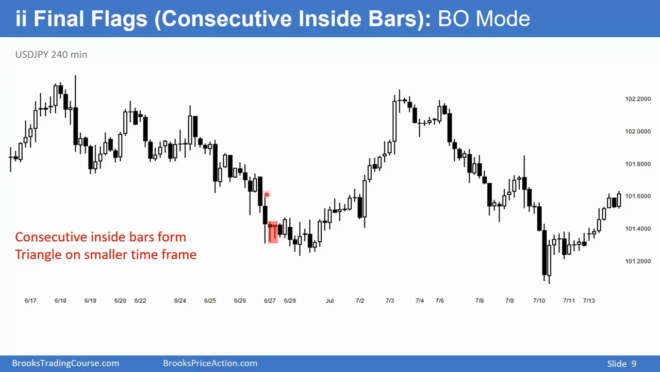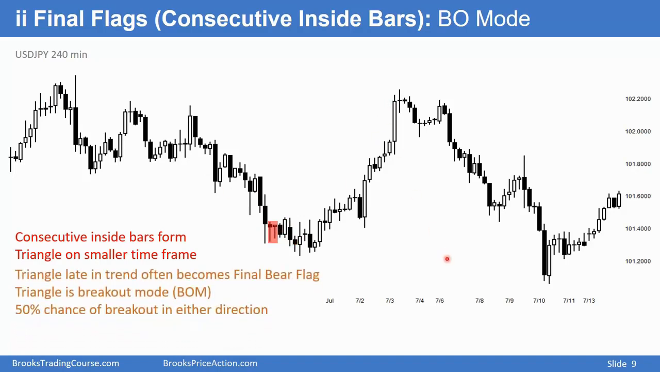We did get a second leg down, leg 1, pull back, leg 2, but this became the final bear flag in this bear trend, and it led to a reversal up. Any kind of a triangle, even an II pattern, is a triangle on a smaller time frame chart. Any kind of a triangle late in a trend can become the final flag. It's a breakout situation. We got a bull breakout that failed, a bear breakout that reversed up twice and led to a swing up.